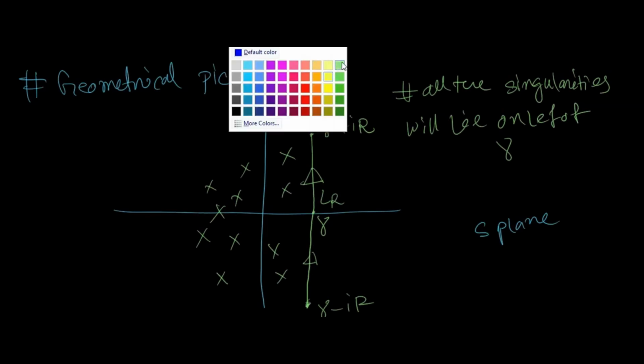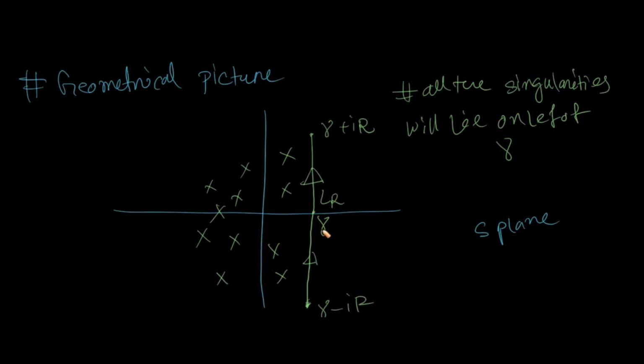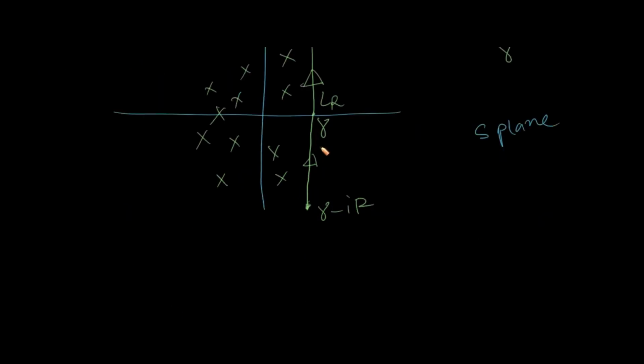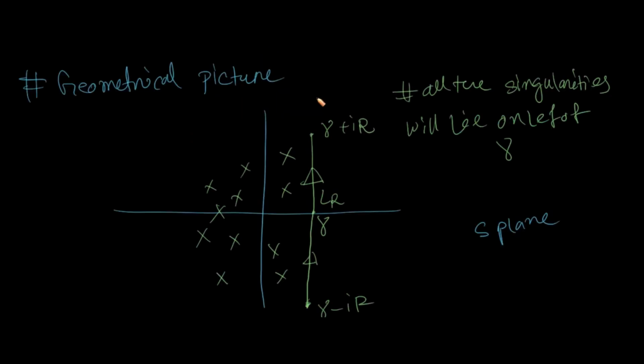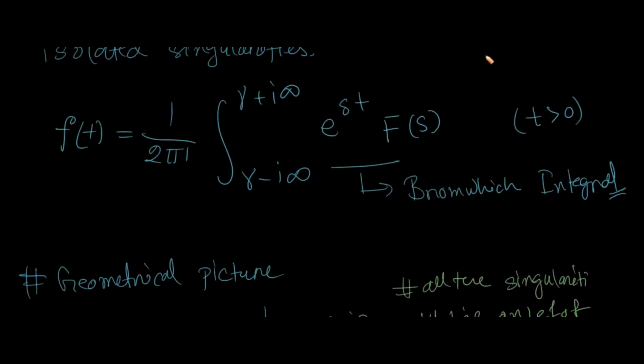Now, since there are a finite number of isolated singularities, we can close the contour. That means we can start from here, go up to this point, and then close it like this. This is a semicircle, and let's call this semicircular contour C_R. And when we take R goes to infinity, that's when we get this Bromwich integral.